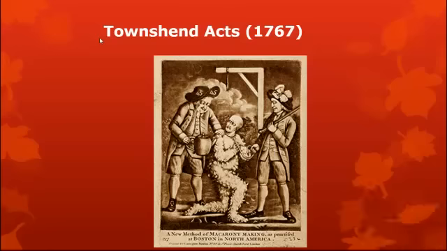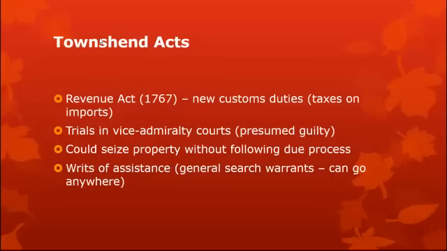In response to these tensions, and to some violence, Great Britain tried to bring the colonies under tighter control with a series of laws known as the Townshend Acts. As you can see in this image, a tax collector is being tarred and feathered, which is how a lot of the colonists reacted to these laws. These laws violated a lot of rights that the colonists thought they had.